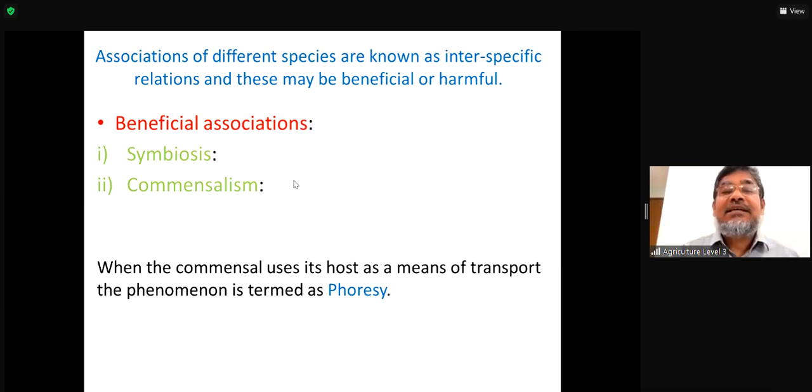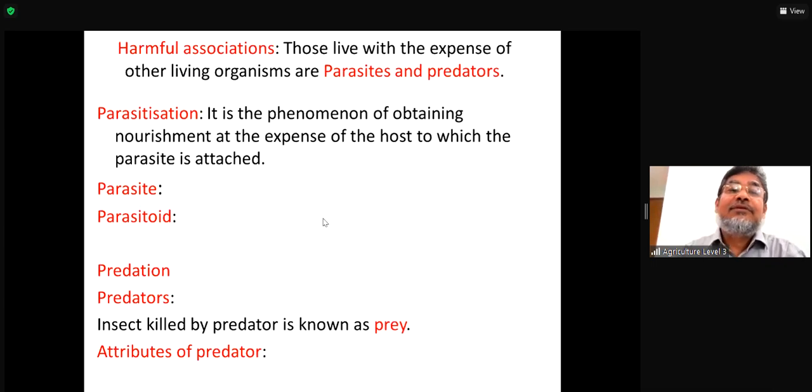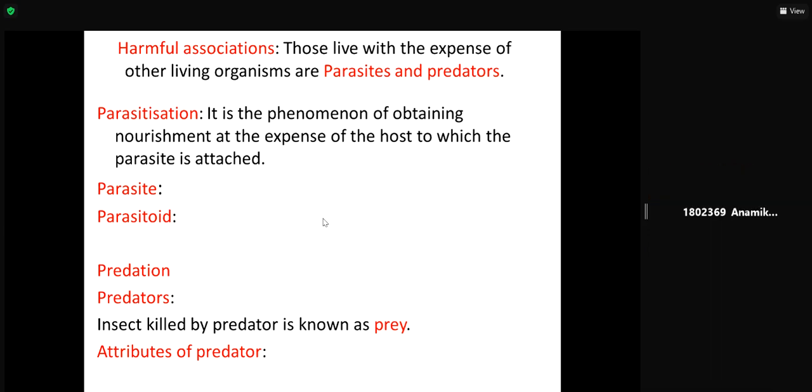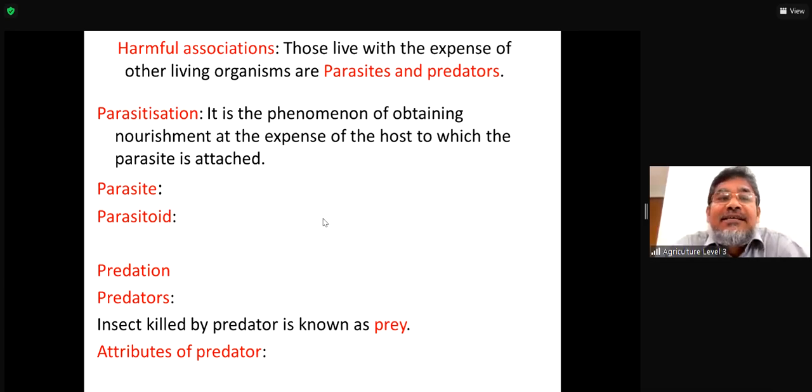So is there any harmful association in nature? Can one be harmed by others? One can be benefited. We have seen these two, symbiosis and commensalism. The other can be harmful, the harmful associations. There are parasites and predators. Okay, parasites, predators, we know what a parasite is. Can you define a parasite?